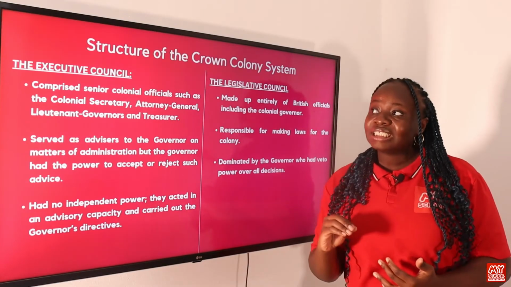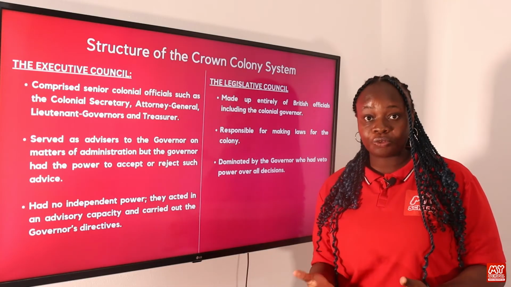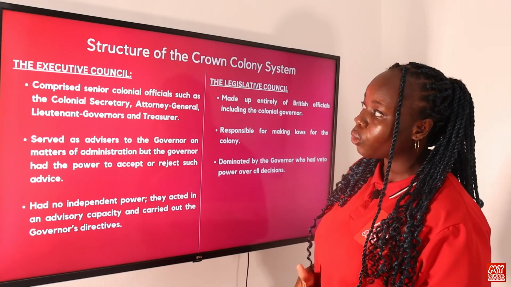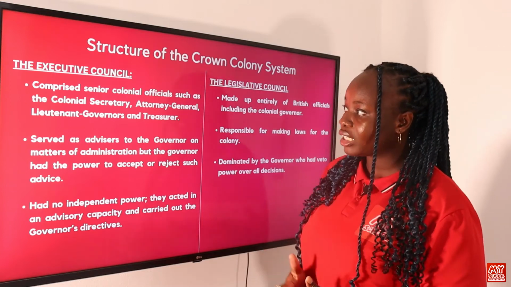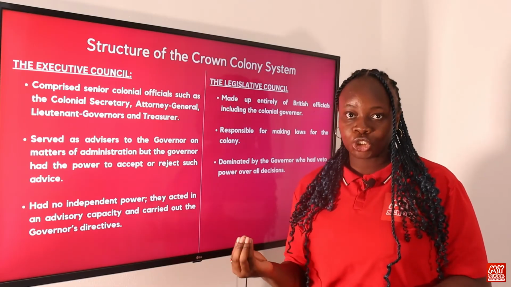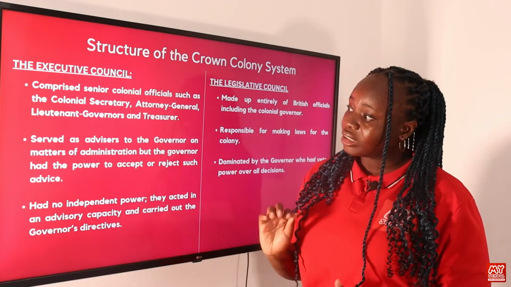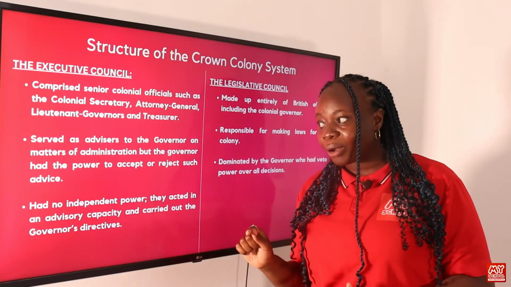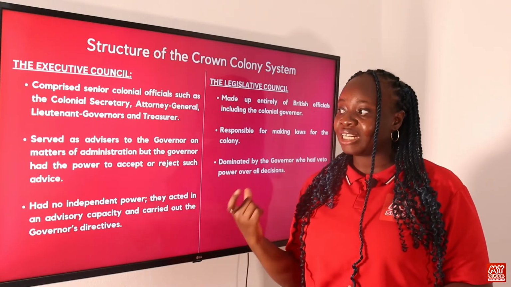All right. Eventually, the executive and the legislative councils were introduced. This was introduced by Lord Frederick Lugard, as we're going to discuss later on. The executive council comprised senior colonial officials such as the colonial secretary, the attorney general, the lieutenant governors, and treasurer. All of the offices were held by British people. The lieutenant governors were the governors of each of the regions. This council served as advisors to the governor on matters of administration, but the governor had the power to accept or reject such advice. This is also very important, as we'll see later on.